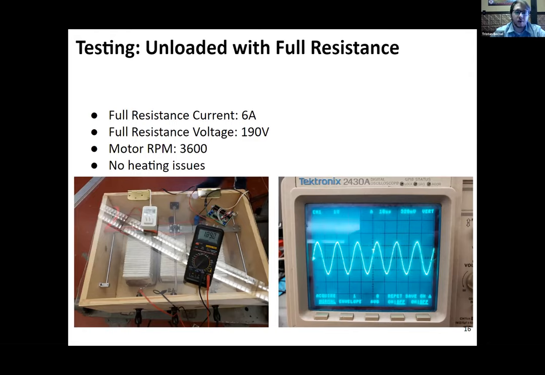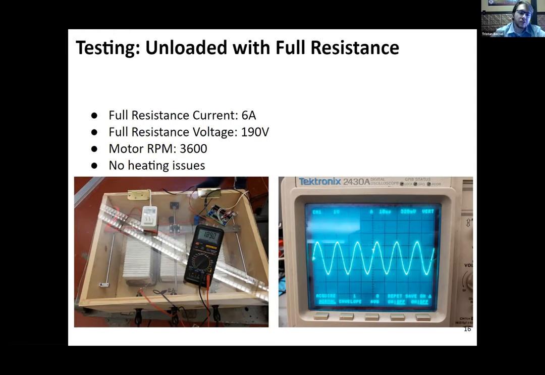So our first test that we were able to do was to measure the motor when it's unloaded, so not connected to anything, and then our rheostat at its maximum or full resistance. This resistance was around 9.2 ohms on each phase, and we were able to measure the current to be 6 amps. This is not the inrush current, this is just after the motor gets to its maximum speed. And then we also measured the voltage between each phase to be 190 volts. This was kind of expected. We expected a voltage drop because we were adding resistance to our system, to the motor.